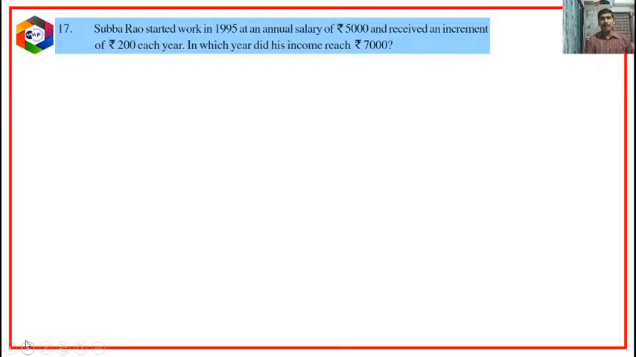That means after completion of the year. So first year 5,000. Next year annual salary, this is yearly salary, and now the next year there will be an increment of 200. That means 200 will be more, and next year 200 will be more. Likewise, after a few years he will reach the income 7,000 in a particular year.